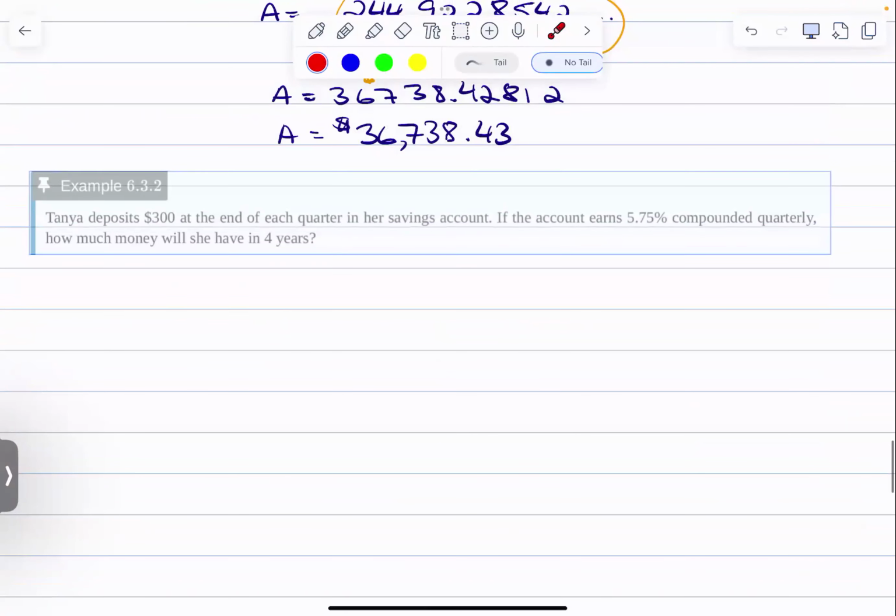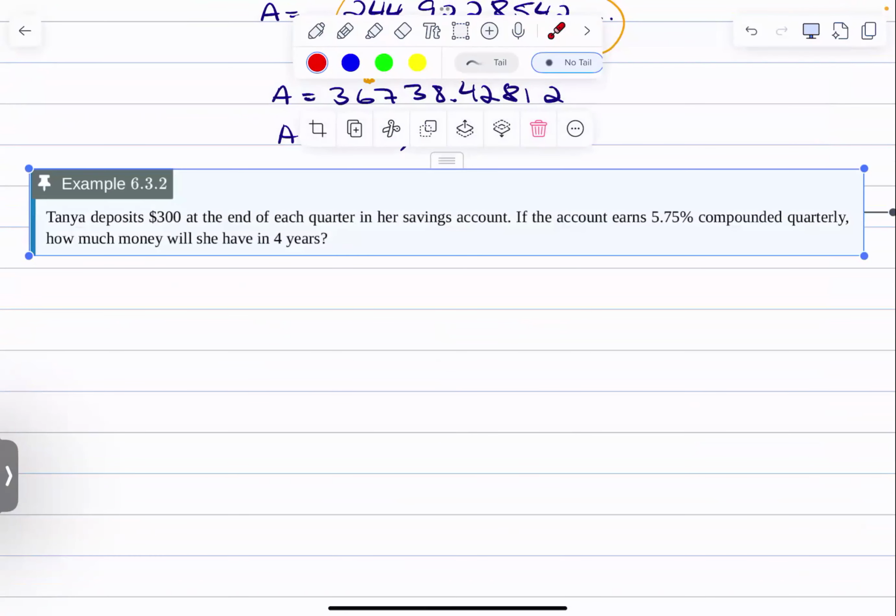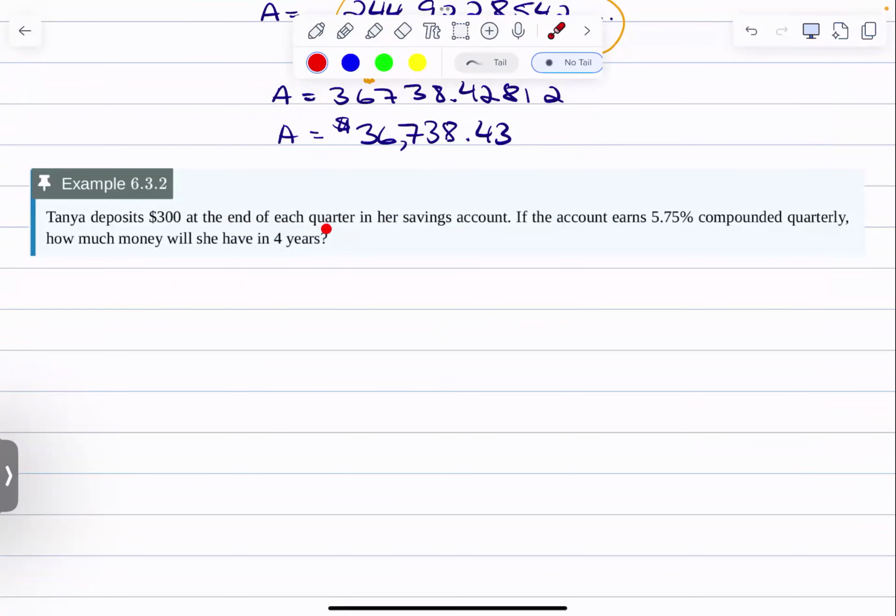Okay. How about another one? Tanya deposits $300 at the end of each quarter in her savings account. If the account earns 5.75% compounded quarterly, how much money will she have in 4 years? Okay. Looks very similar to the one we just did. Right, and so let's see here. We want to find how much money. We want to find A.